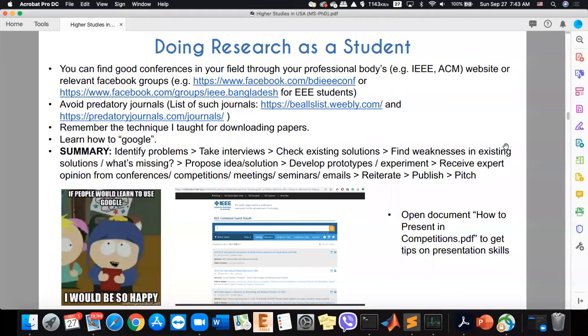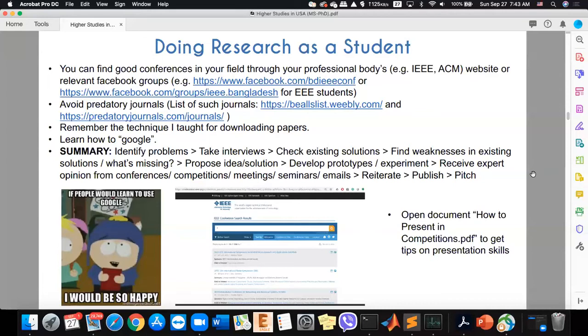So yes, what I was saying is that it's best to have one good paper rather than multiple crap papers, and you can take a look at all those resources that I gave here later on, and then read and find out yourself.